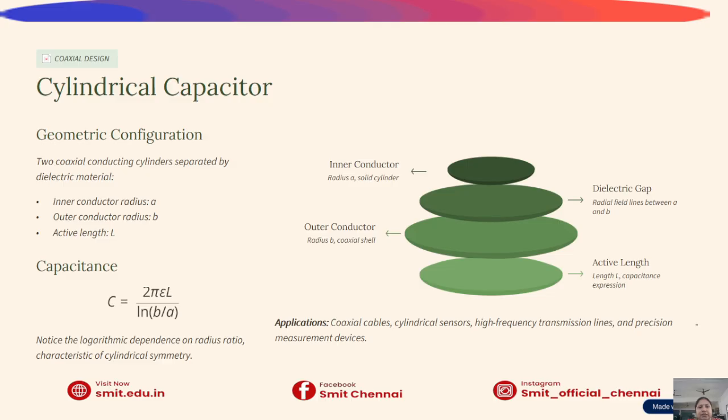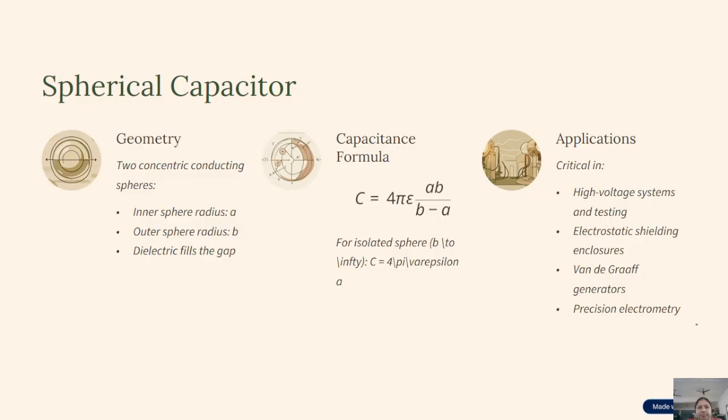The electric field in this type of capacitor is radial in nature and varies with the distance from the center axis. Cylindrical capacitors are widely used in coaxial cables, high frequency transmission systems, and various sensing devices due to their symmetrical electric field distribution.